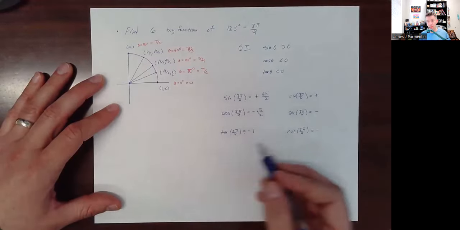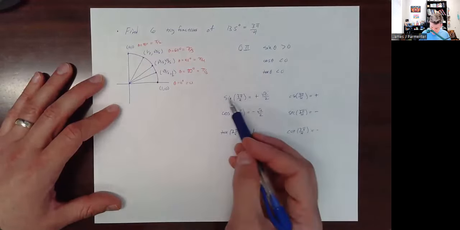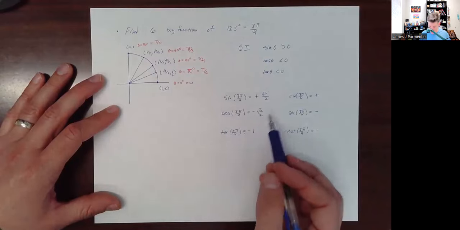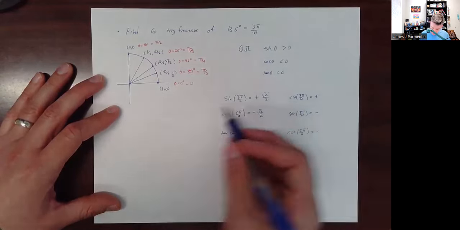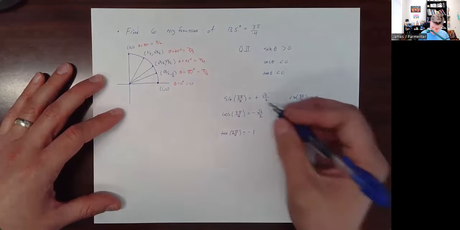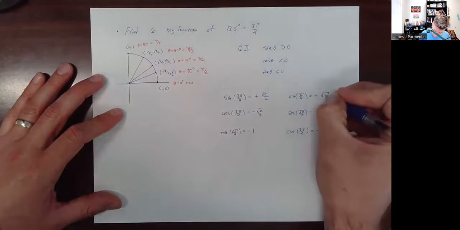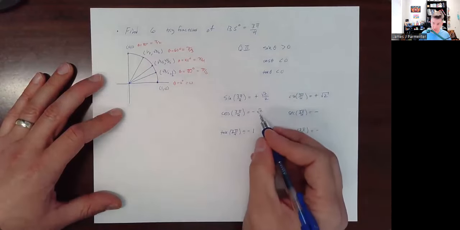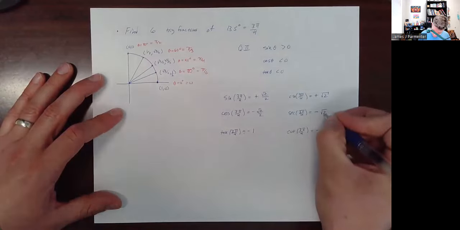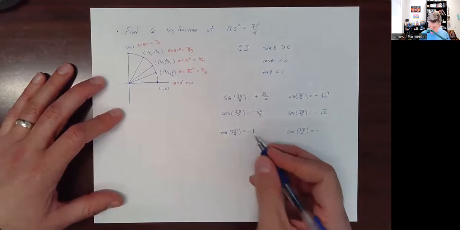The reason is that tangent is just the sine value divided by the cosine value, which is just in this case -1. Over here, we just get the reciprocals. Reciprocal of root 2 over 2 is 2 over root 2, which is just root 2. Reciprocal of root 2 over 2 is just root 2, but it's negative root 2. Reciprocal of -1 is -1.